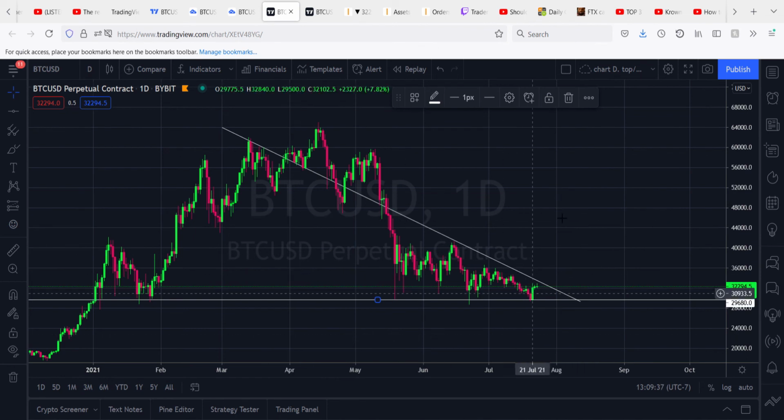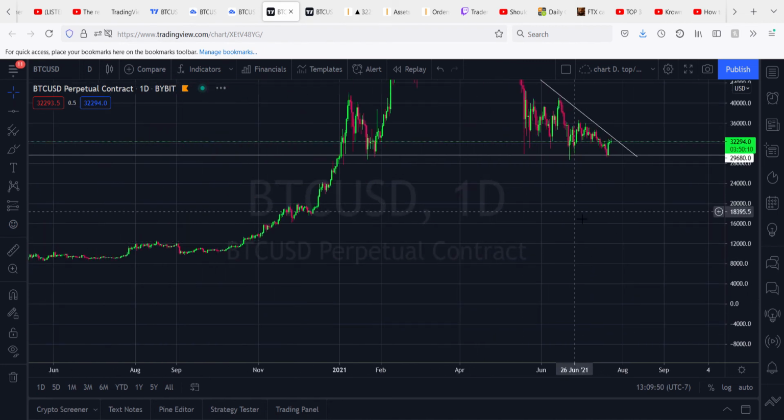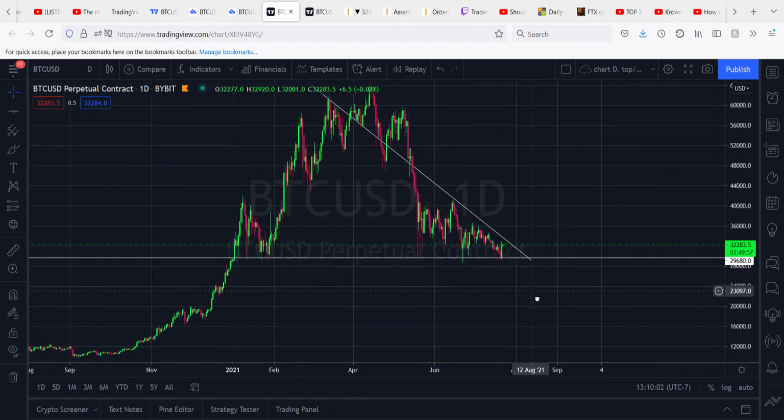So if it is to break down, it lines up with the resistance of the long-term time frame somewhere around here, I believe. And on the bottom side, it lines up with, I believe, the 19. Is it 19? Oh wow, it actually ends up somewhere around here. So that's actually lower. That's strange.